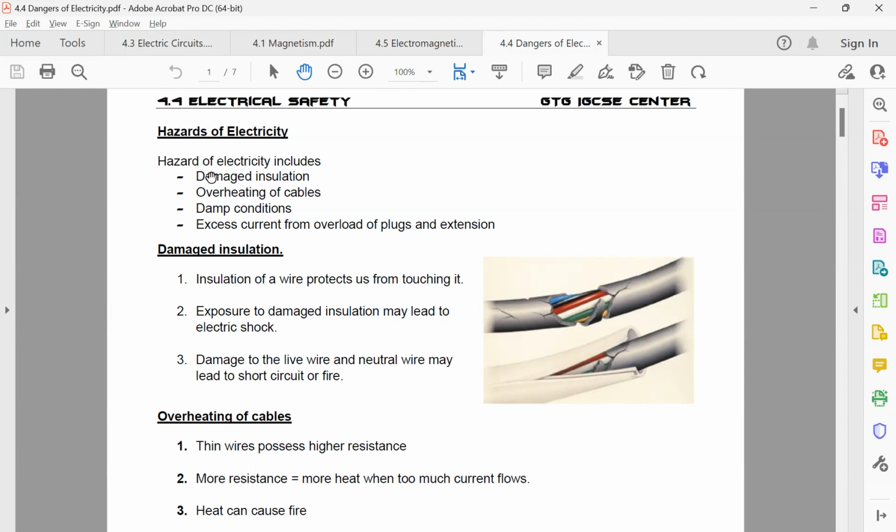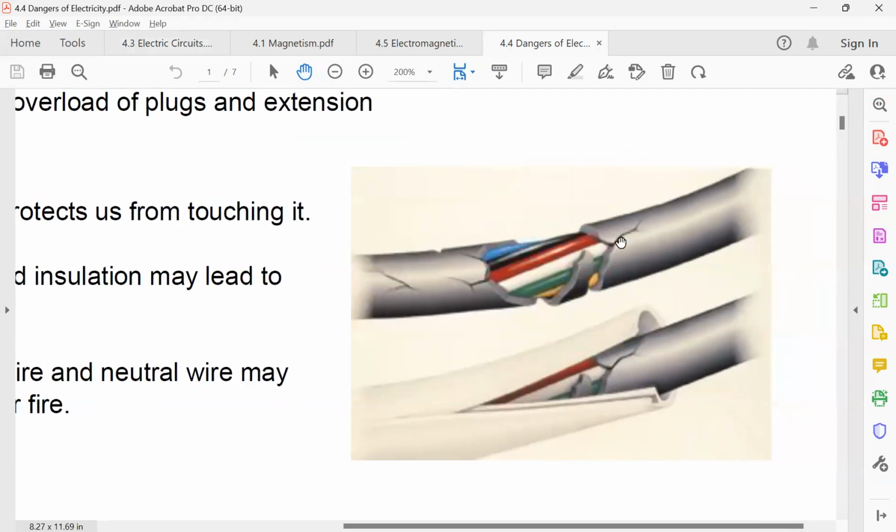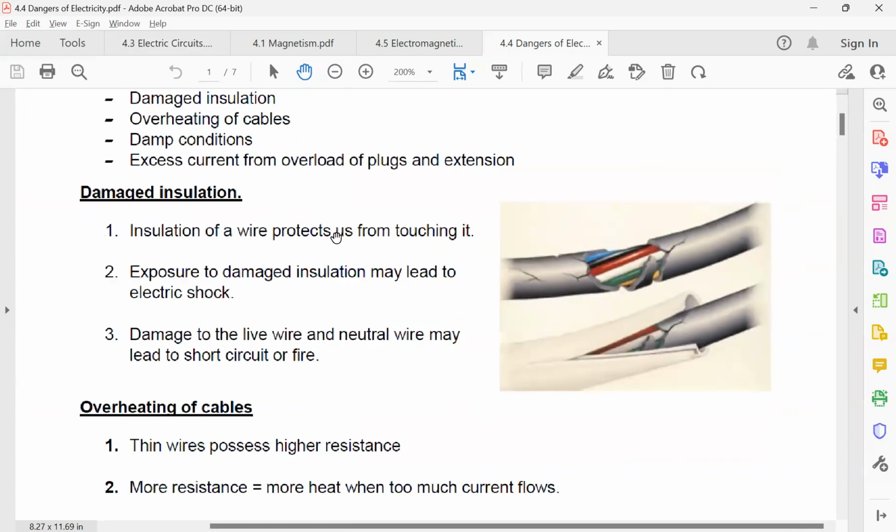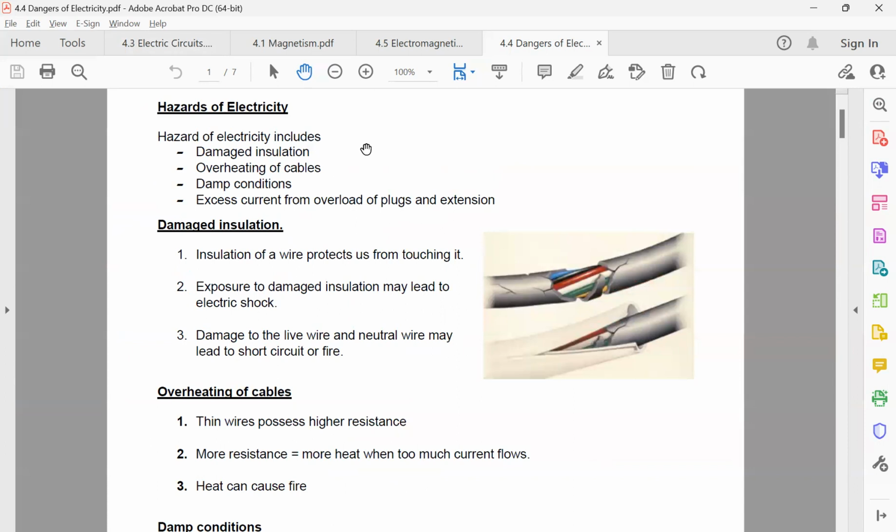Hazards of electricity include damaged insulation. For example, all these wires inside are copper that conducts electricity, right? This white part here is the insulation. Especially with iPhone cables, I realize if you keep folding and folding, eventually the rubber wears out and exposes the copper inside, which could potentially electrocute you. With relatively higher voltage, usually on top of the outer insulation, there's another layer of insulation inside, which separates the earth, the live, and the neutral wire. So damage to insulation is obviously going to give you some trouble.